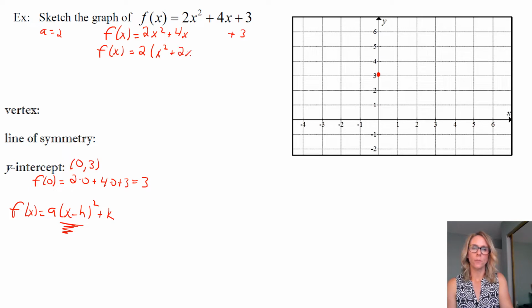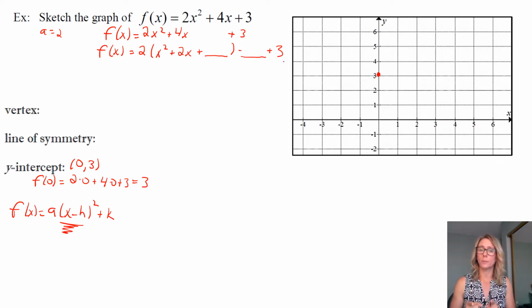So I'm going to factor out my 2. I'm going to add a space, I'm going to subtract a space, and then I'm going to add my 3. So I have a plus blank and a minus blank, and I'm going to put the same number in each of those if my A is 1. If my A is not 1, it's going to be equivalent, and I'll show you why.